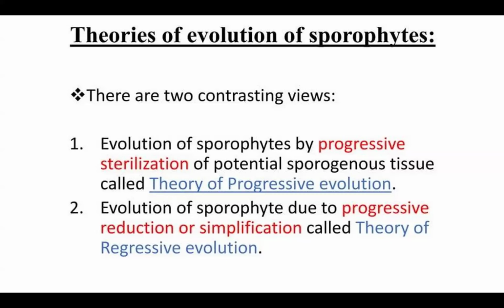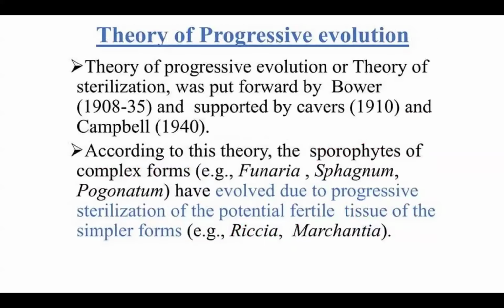Whereas the second theory is regressive evolution. Evolution of sporophyte due to progressive reduction or simplification is called the theory of regressive evolution. This is about the theory. These are not facts, just the theoretical opinions of scientists to explain the evolution of bryophytes.